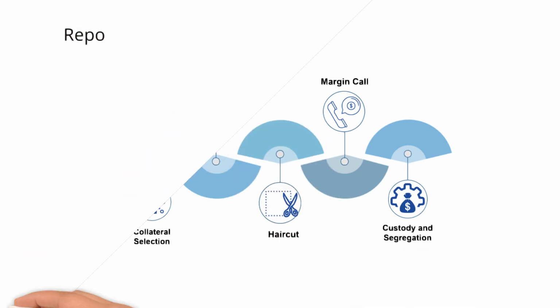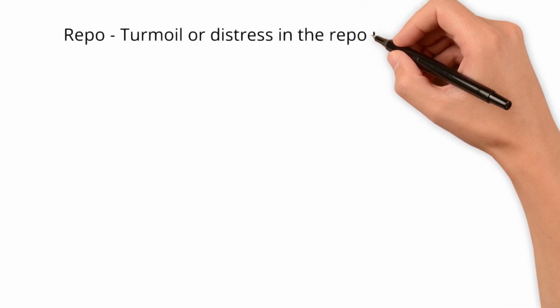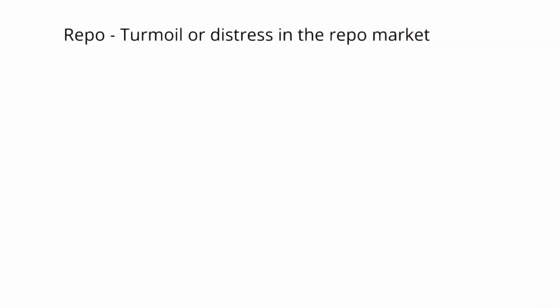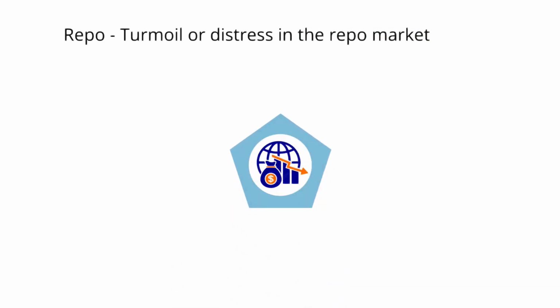If the repurchasing agreement market experiences turmoil, it can have significant implications for financial markets and the broader economy. Turmoil or distress in the repo market can occur due to various factors, including market disruptions, liquidity shortages, counterparty risk concerns, or changes in market sentiment. Here are some potential consequences.